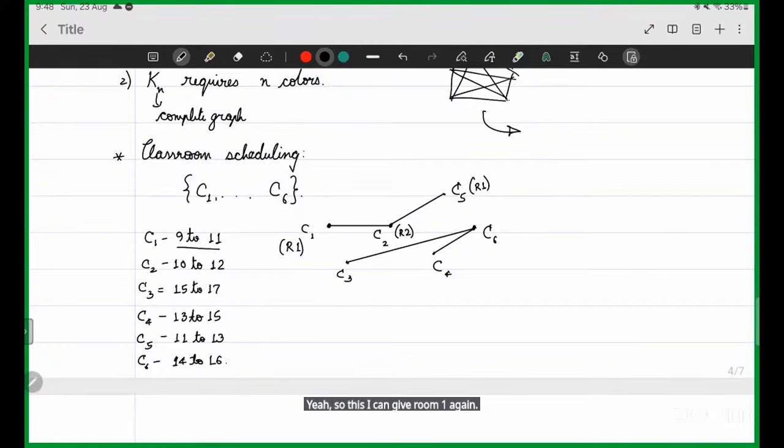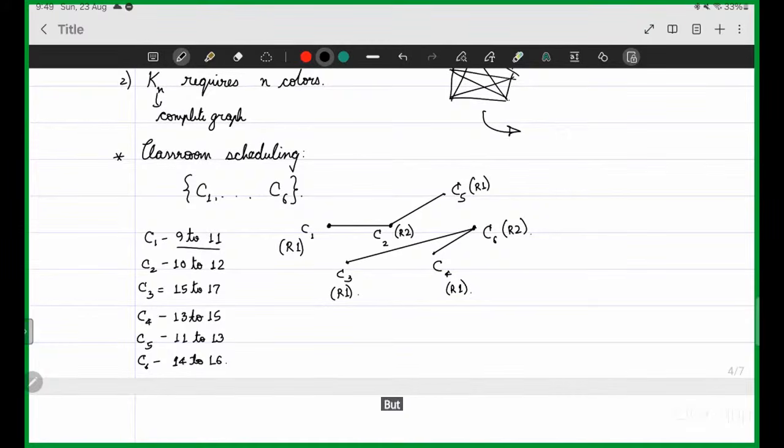Similarly, C3 also I can give room 1, and similar to C6 also. Now, I cannot give C6 room 1, because room 1 is connected to C4 by an edge. I have to give room 2. And to C4, I can give room 1. This is okay.